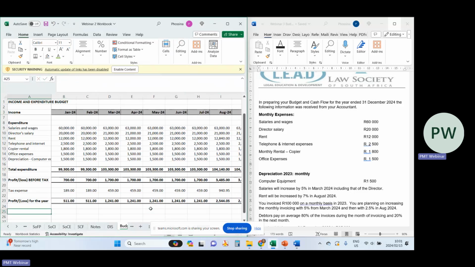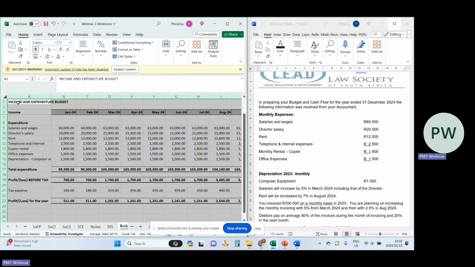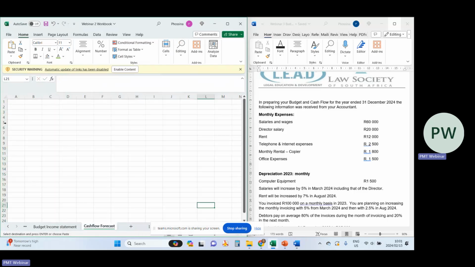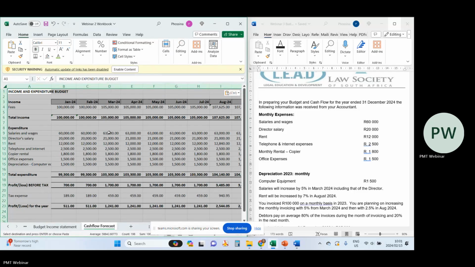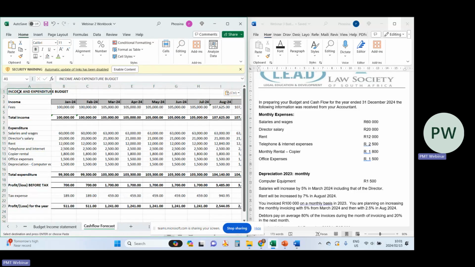Okay, so with our cash flow, the format is the same. So what I'm basically going to do is copy this so that we do not spend a lot of time. Then we develop it from there, and we paste it into our cash flow. Okay, and then we are now changing it into our cash flow forecast.